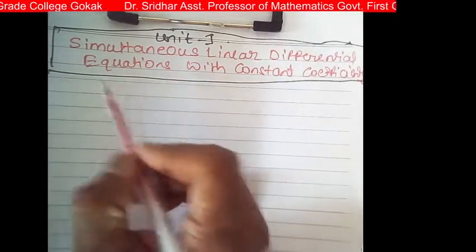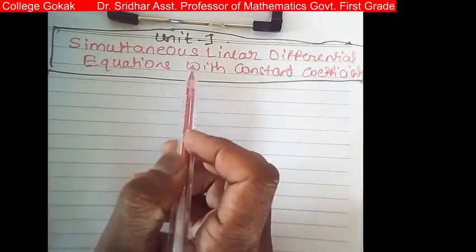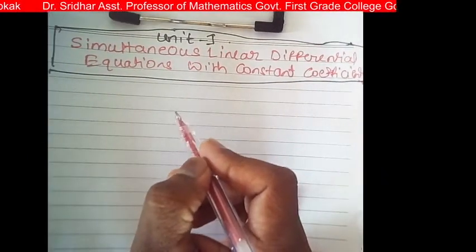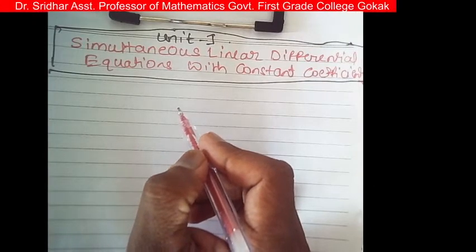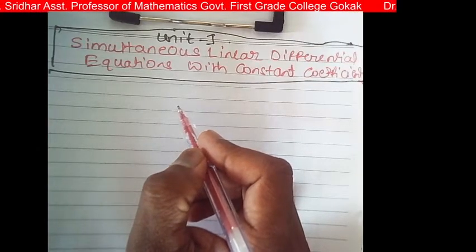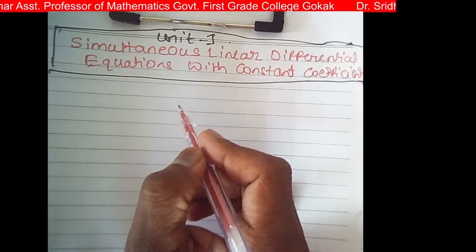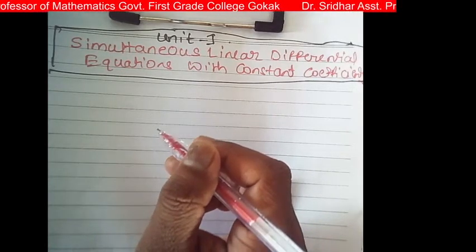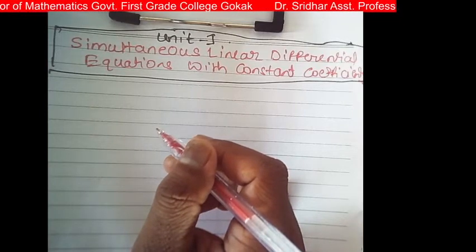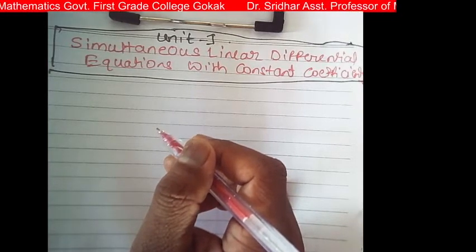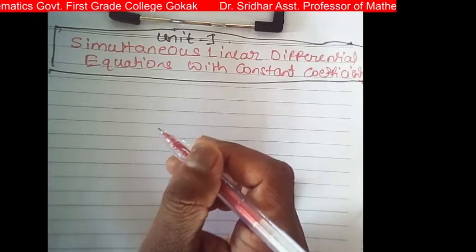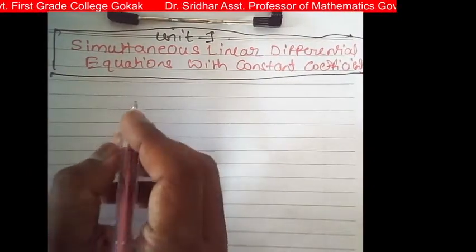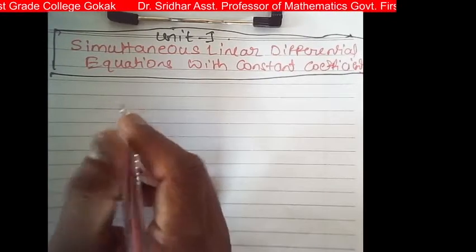Next, in the unit 1 we are having simultaneous linear differential equation with constant coefficients. So that means here 2 simultaneous linear differential equations are given, which are of first order, which are of first degree, okay, first degree, and we have to solve those equations. Okay, so now there is no derivation or directly we solve the problem.